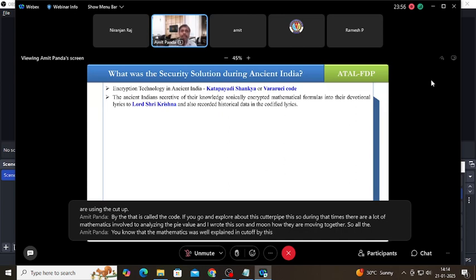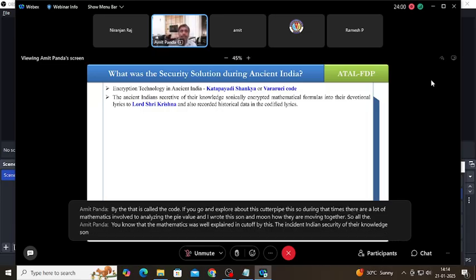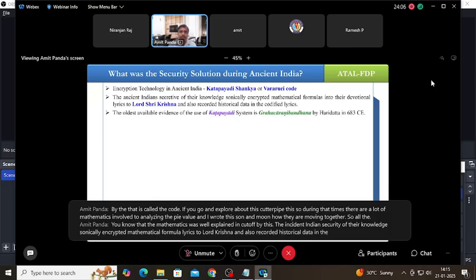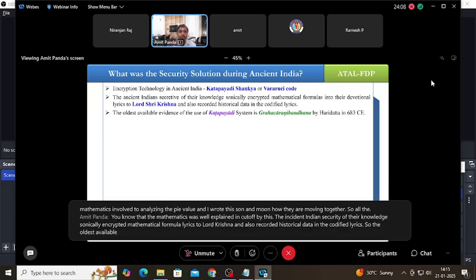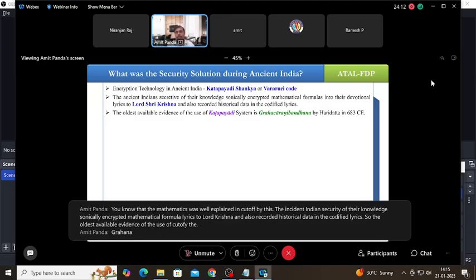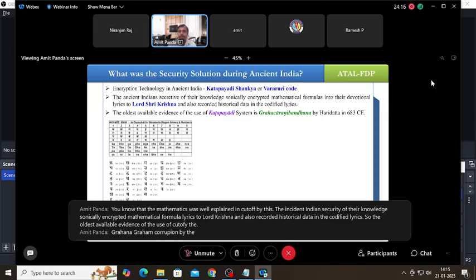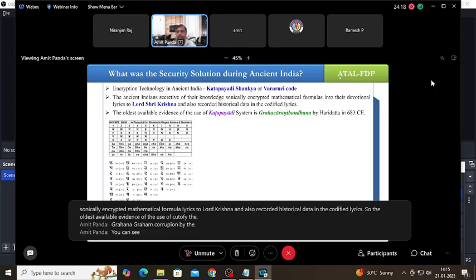The ancient Indians kept their knowledge secret, sonically encrypting mathematical formulas in lyrics to Lord Krishna, and also recorded historical data in the codified lyrics. The oldest available evidence of the use of the Kattapayadi system is the Grahacharanibandhana by Haridatta in 683 CE.